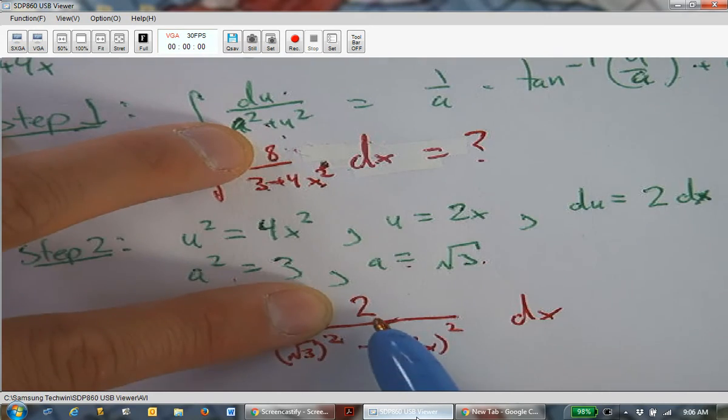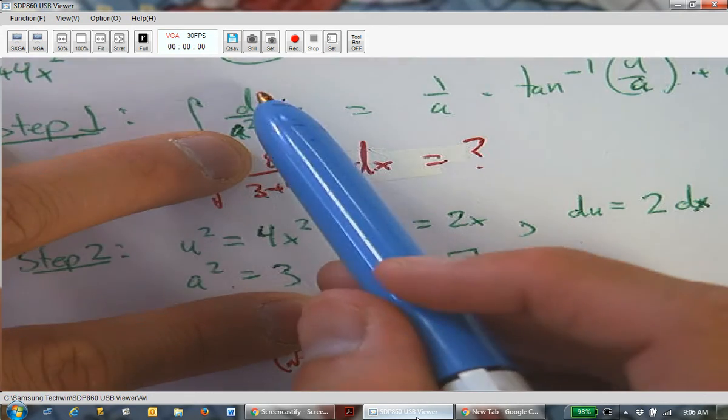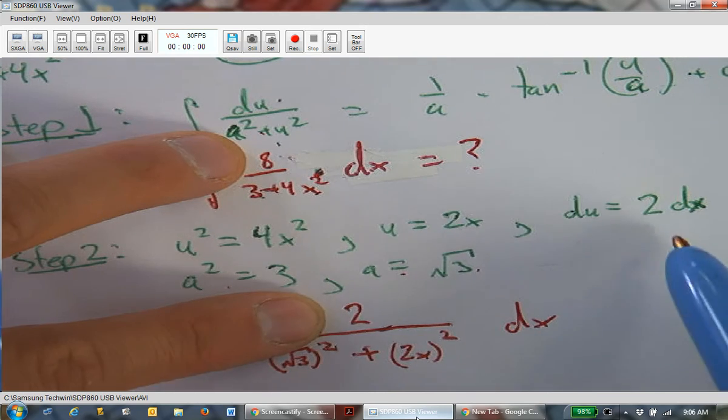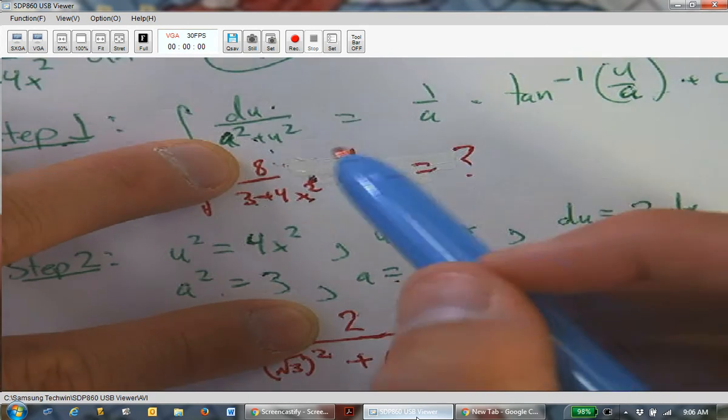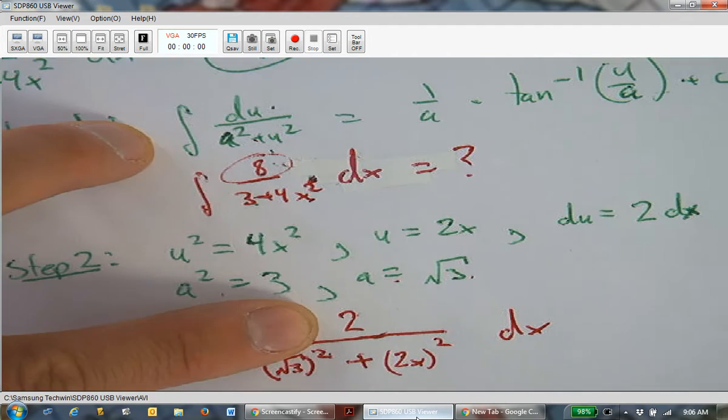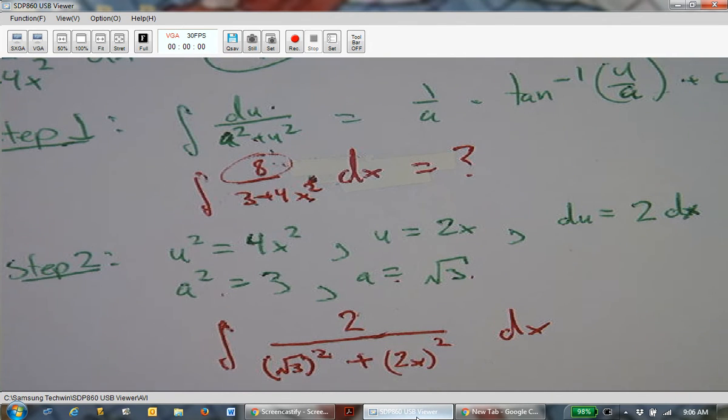The dx is over here, but how can I adjust to make this back to look like 8? I have 2dx in place of du. Du, I'm supposed to replace with what I got. I got 2dx as my du, 2 and dx. But my original problem had an 8 in the numerator. So what does that tell you about the solution to this problem? You have to multiply it by 4.